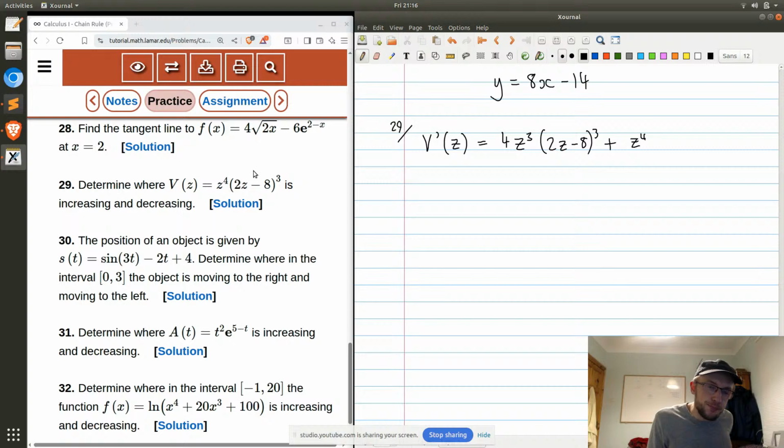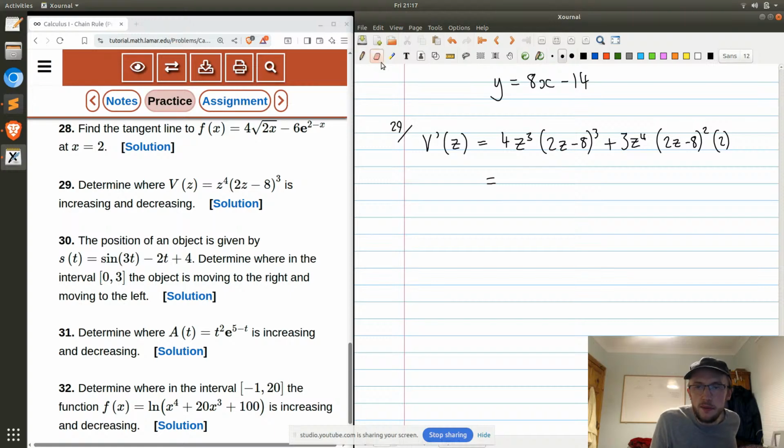Then, whoops. Uh-oh. I forgot what I was saying. Oh, yeah. Differentiate this now. So 3 times 2z minus 8 to the 2. And then out comes a 2, and that's it. And so that has to be cleaned up, doesn't it?